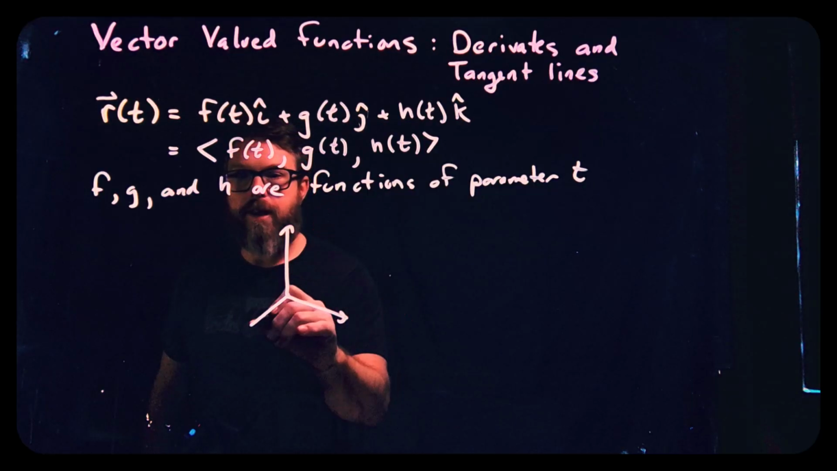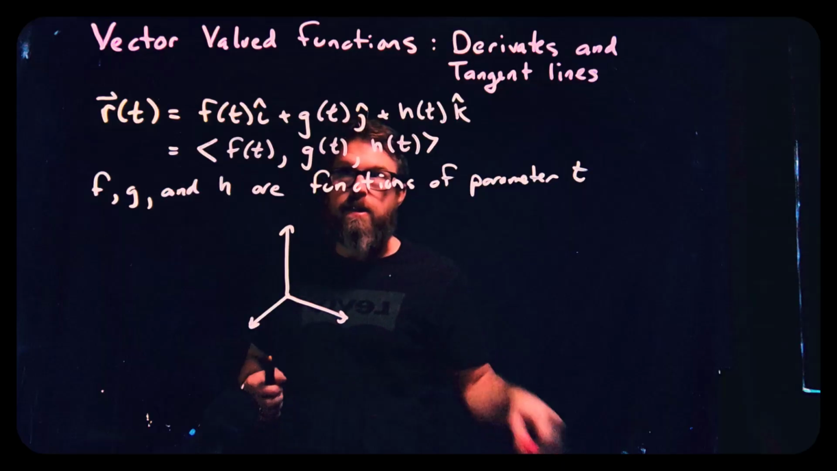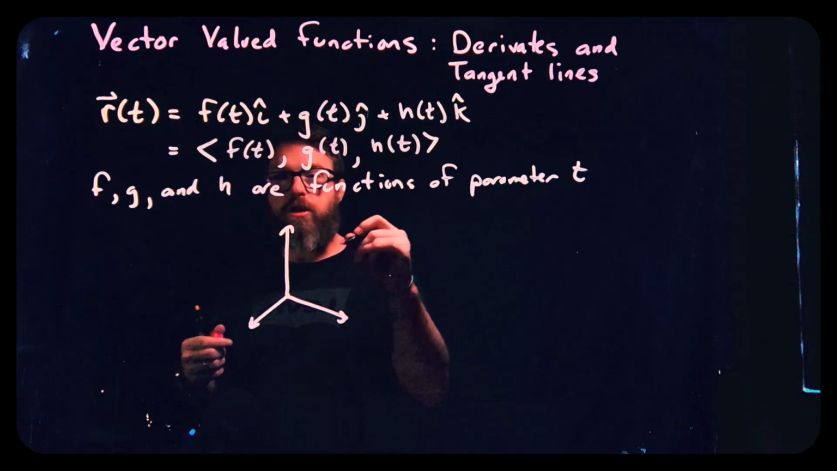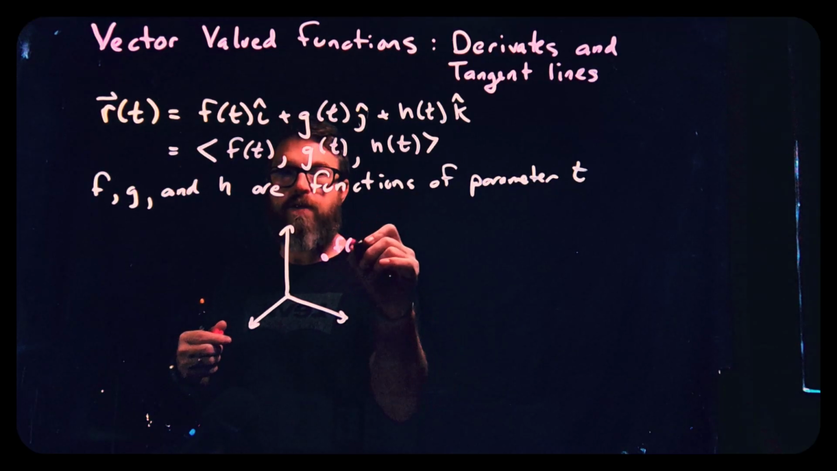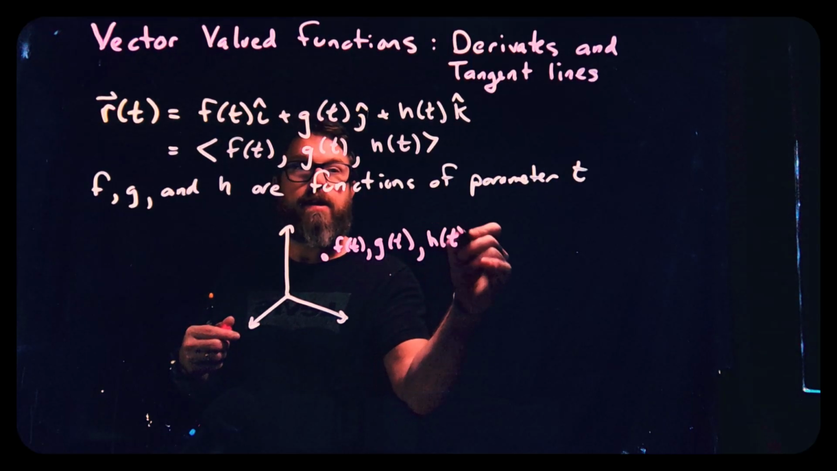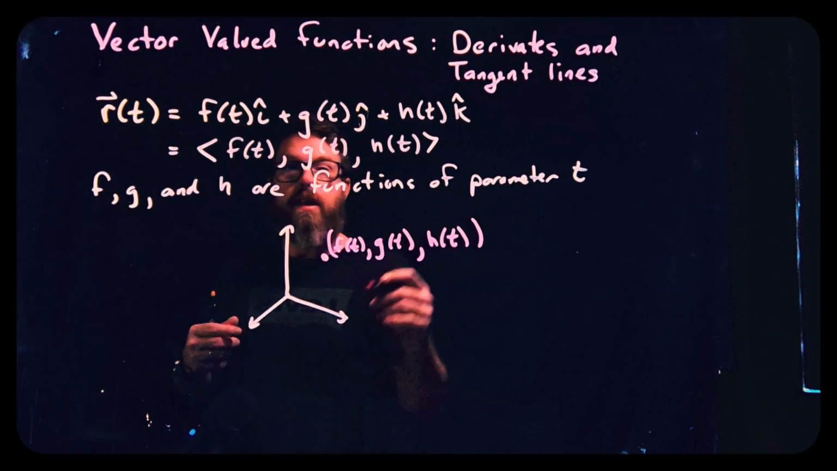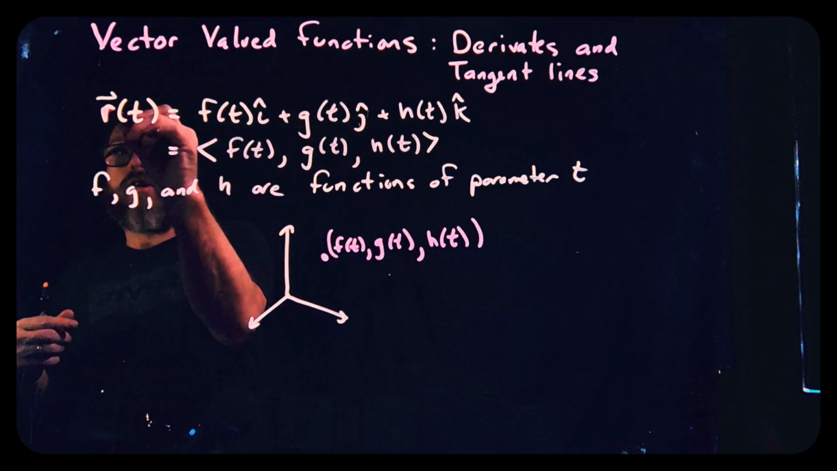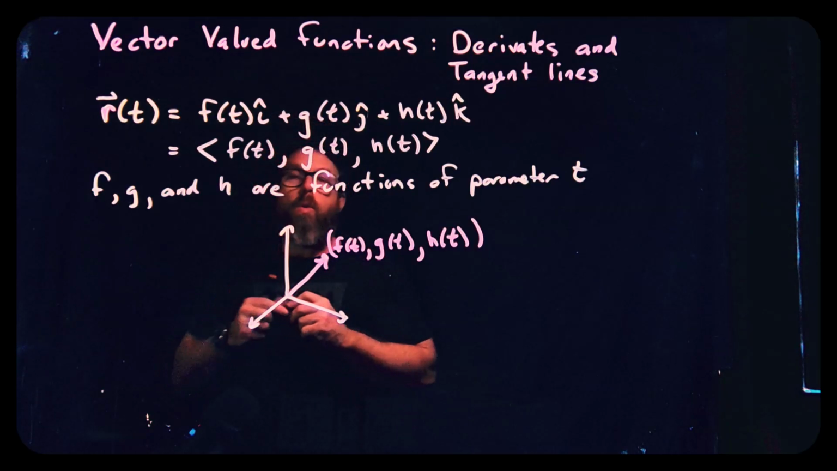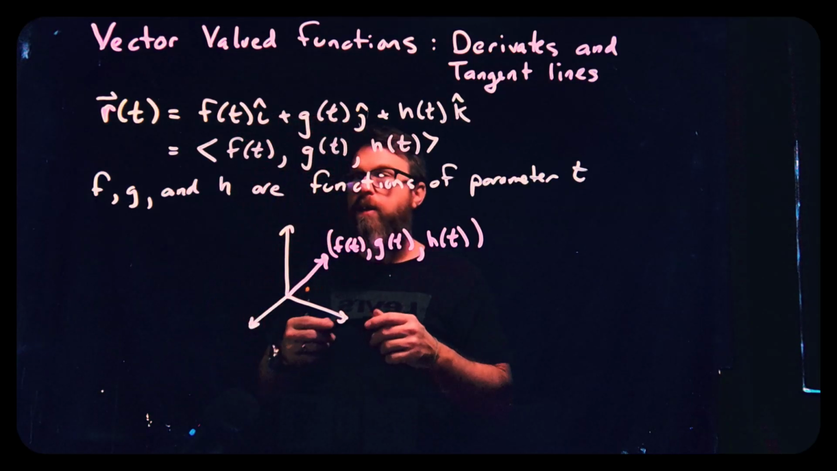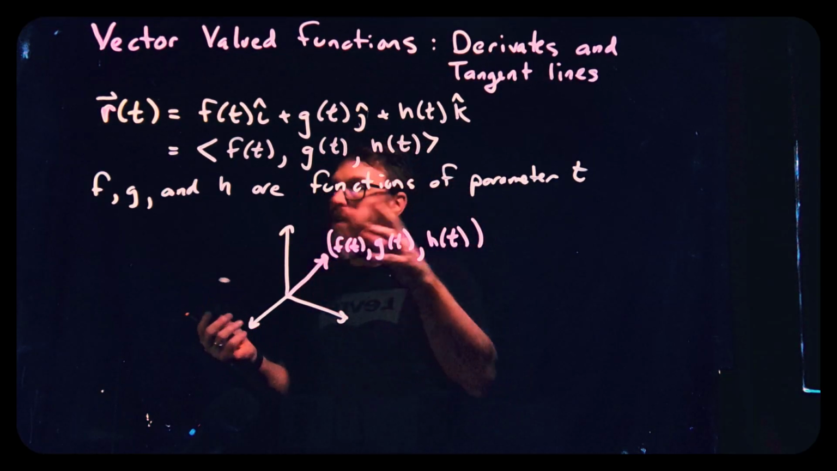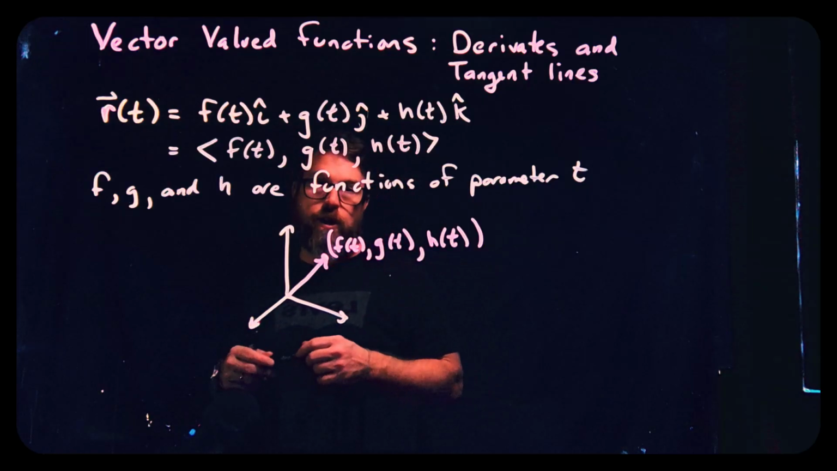So this is going to define multiple points in this 3-space. This is going to be the point f of t, comma, g of t, comma, h of t. And now this vector r is going to be the vector that goes from the origin to that particular point. And when I use the functions f, g, and h, this point's not going to be stationary. It's going to move depending on the outputs of f, g, and h.